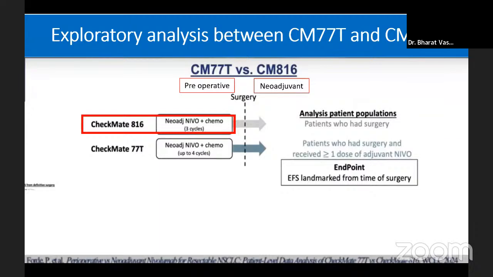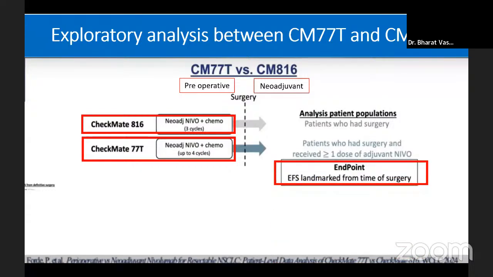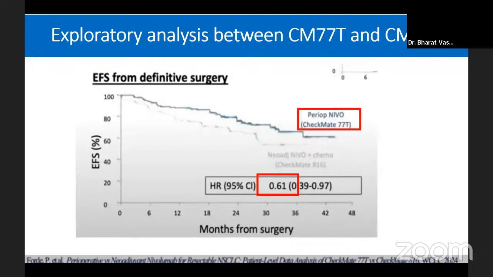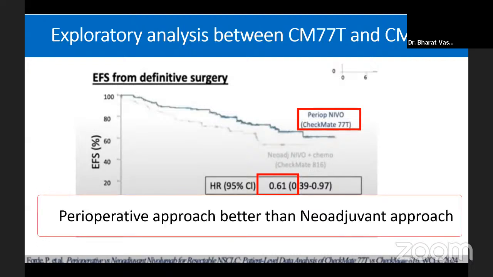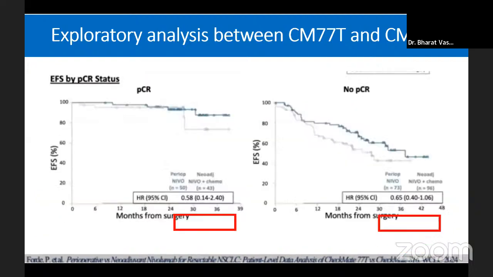So in one, they compared 3 doses, and those patients who have taken at least 1 dose of adjuvant nivolumab, they tried to see what is the event-free survival. So again, indirect, they tried to compare it. And what they saw was, there is absolutely no doubt, perioperative has to be given rather than 3 doses of preoperative, and there is a 41, probably a 39% improvement or reduction in event-free survival when you are using a perioperative approach. So perioperative approach is probably better than only a neoadjuvant approach. So 3 followed by 12 to 13.